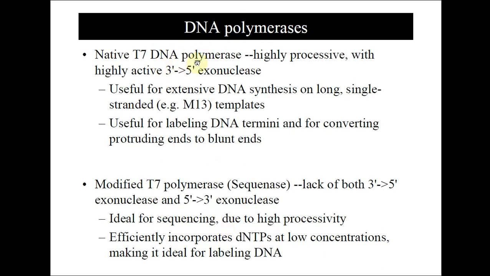Next is T7 DNA polymerase. It is highly processive with highly active 3' to 5' exonuclease activity. This is used for labeling of DNA termini. Modified T7 polymerase is used for sequencing reactions because it lacks both 3' to 5' and 5' to 3' exonuclease activity. They are also termed sequenase because it is used in sequencing reactions.